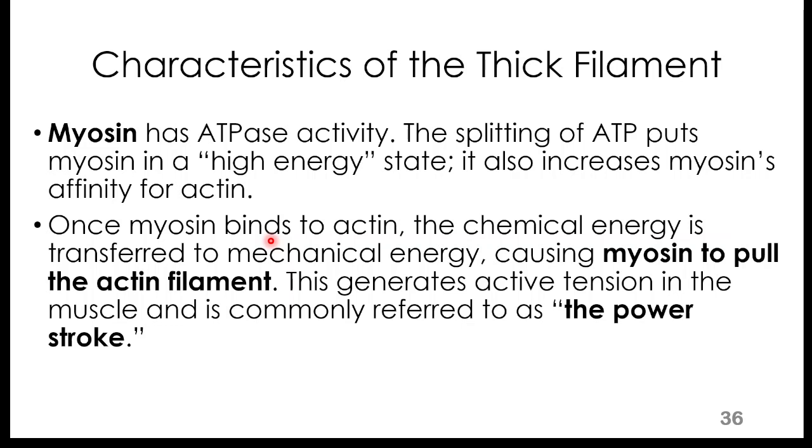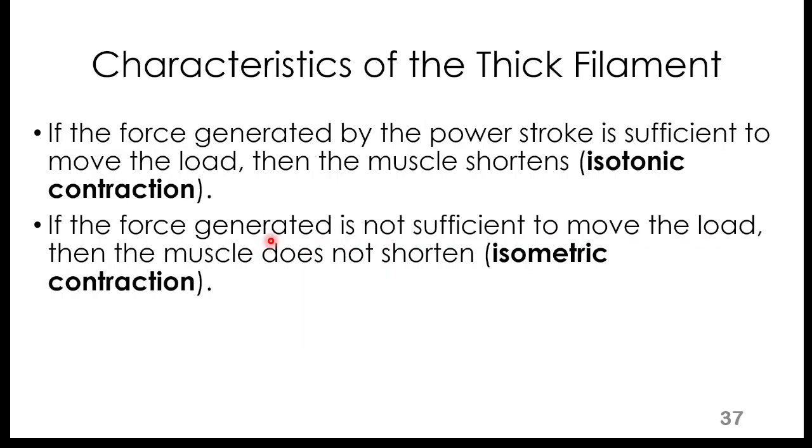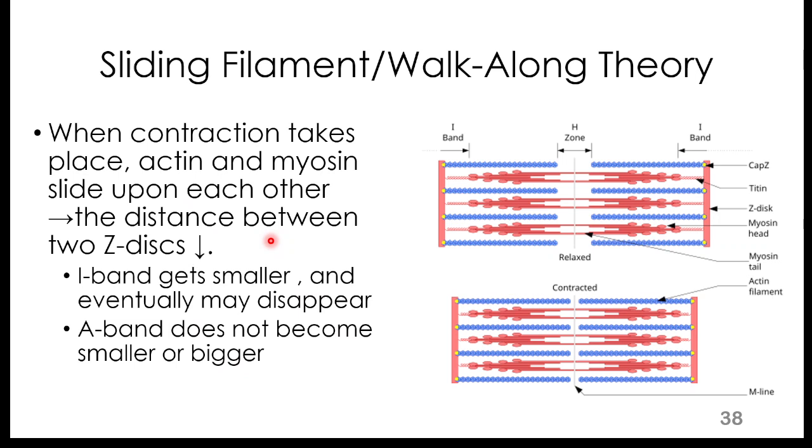All right, so once this happens, the chemical energy is transferred to mechanical energy, and the myosin pulls the actin filament. This generates active tension in the muscle, and this is referred to as the power stroke. Now, if the force generated by the power stroke is sufficient to move the load, then the muscle shortens. This is referred to as isotonic contraction. If the force generated is not sufficient to move the load, then the muscle does not shorten, isometric contraction.